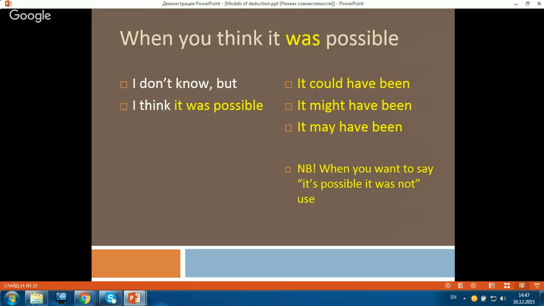Please remember, guys, if you want to say that it's possible it was not like that, use this structure. It will look very nice. Might not have been. For example, she might not have heard me because she didn't do what I asked her to do.